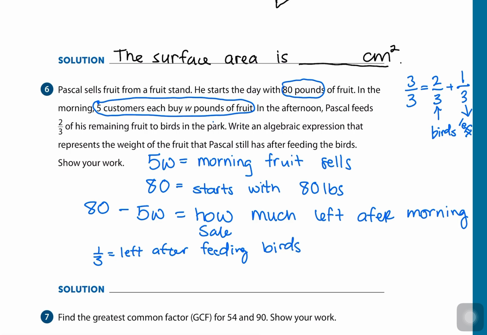Okay, so together, we're going to do 80 minus 5W, and then we're going to multiply this by the 1/3 that we have left. Okay? Or you can write 80 minus 5W divided by 3, because this means divide by 3.